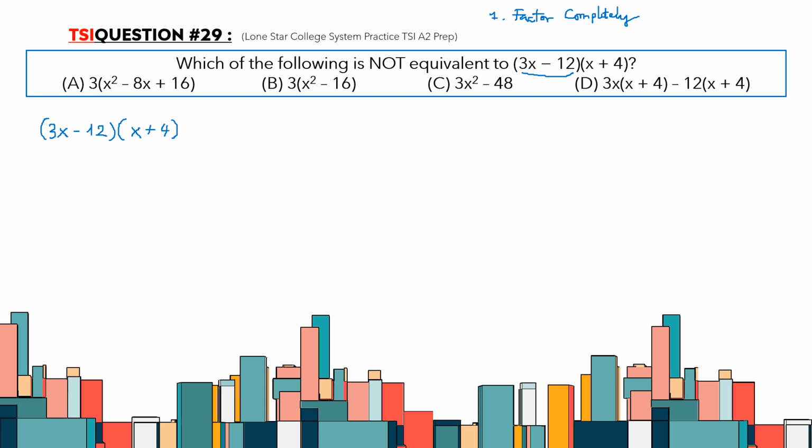3x minus 12. 3 I can write down as 3 times 1 times x, that's 3x, right? And then negative 12 I can write down as 3 times 4. So they have in common of 3. I have factor 3 in common. So for the first term right here, I can factor out number 3.